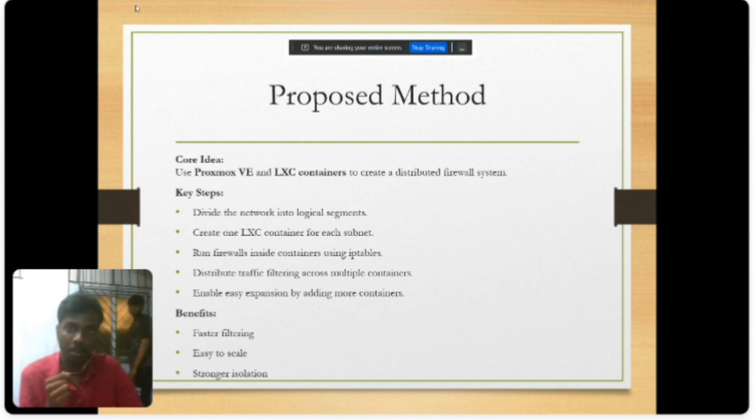The proposed method, core idea: use Proxmox VE and LXC containers to create a distributed firewall system. Key steps: divide the network into logical segments, create one LXC container for each segment, run the firewall inside the container with iptables, distribute traffic filtering across multiple containers, and enable easy expansion by adding more containers. Benefits of this method: faster filtering, easy to scale, stronger regulation.